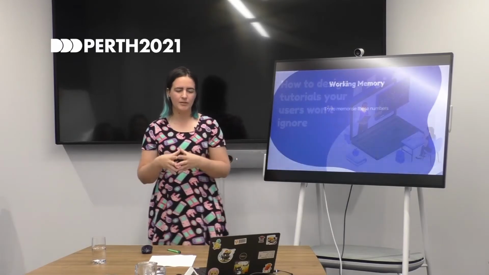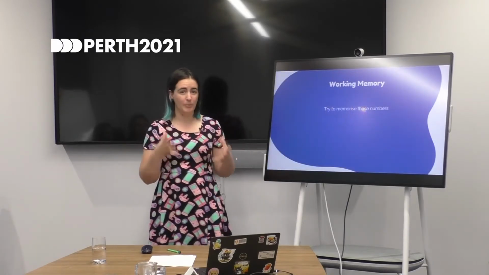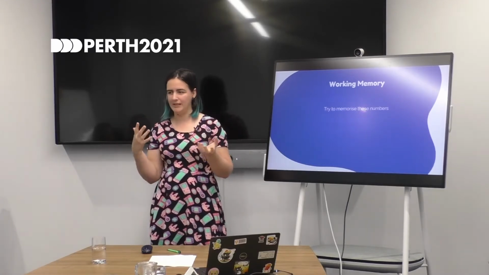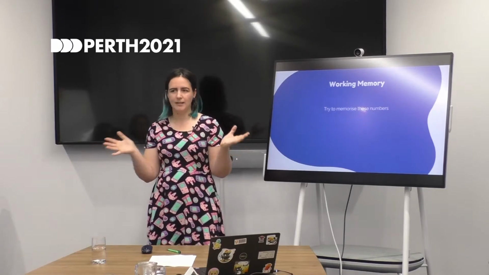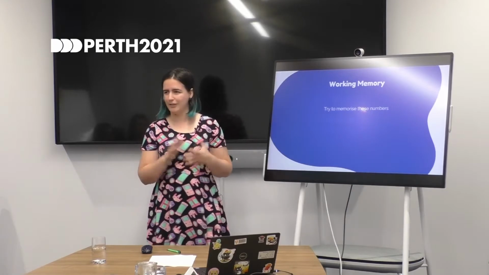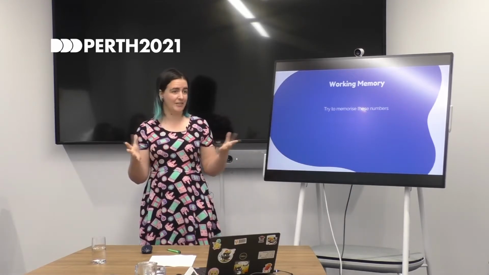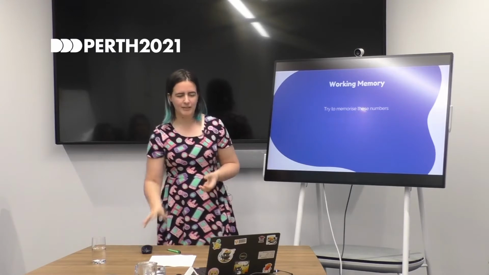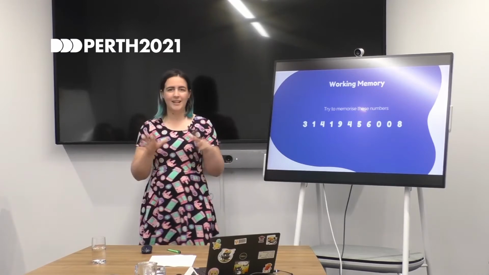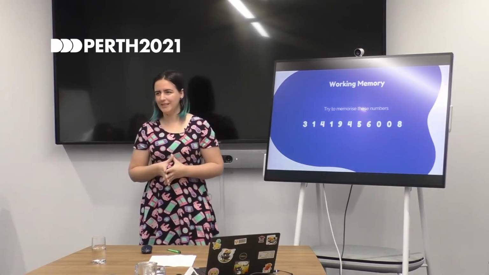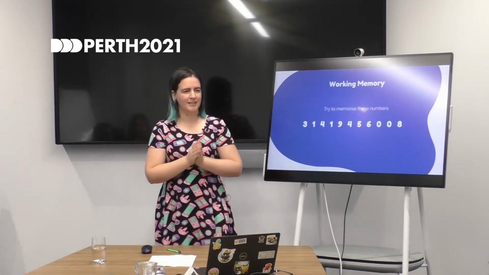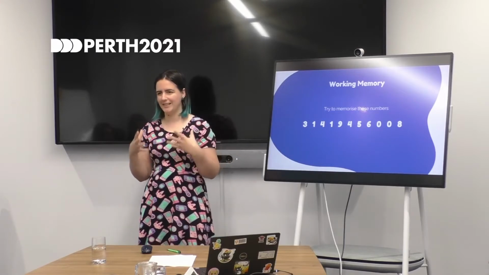So first, I wanted to talk about working memory and how our memory works. We have short-term, long-term memory, and a working memory which helps us when we need to remember things to carry out a task. And when we're learning something new, we are using our memory. So for this task, I want to showcase to you the limitations of our working memory. I'm going to put up 11 digits or 11 numbers, and without writing them down, I'd like you to try and memorize them. I'll give you a few seconds. For those who can't see them, the numbers are 3, 1, 4, 1, 9, 4, 5, 6, 0, 0, 8.